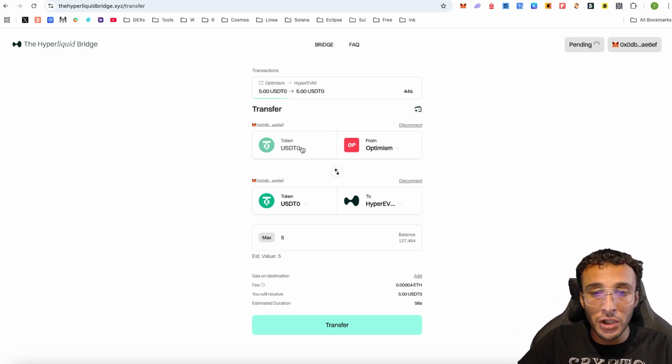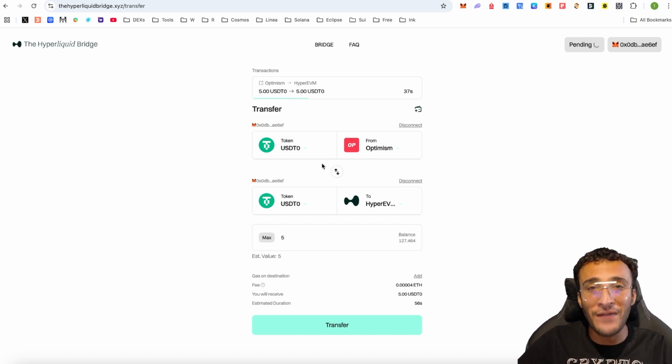And therefore, by bridging over USDT0 tokens and holding USDT0 tokens on as many different networks as possible, you could help yourself to a fat airdrop. It's not confirmed, guys, but this is just my opinion and just a theory. Nonetheless, that is the third protocol of this video.